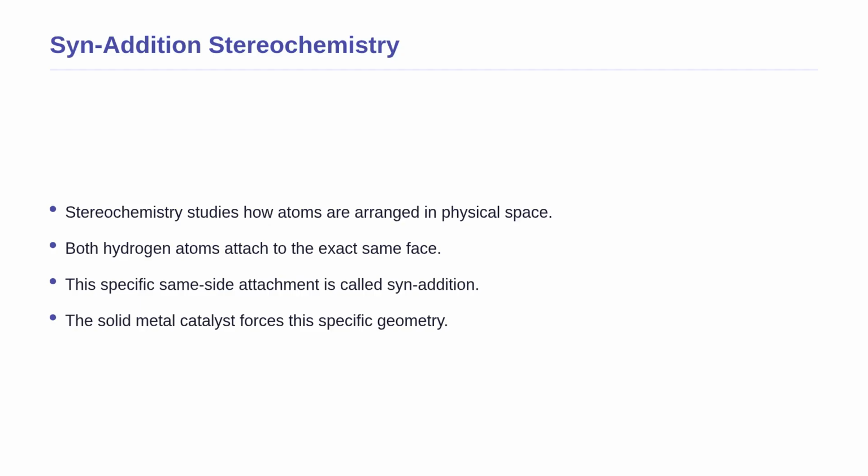Now that we have used this formula, let us understand the three-dimensional geometry behind it. When we add hydrogen to a double bond, we must consider stereochemistry, which is the study of how atoms are arranged in physical space. In catalytic hydrogenation, both hydrogen atoms attach to the exact same side or face of the double bond. This specific type of attachment is called syn addition. You can picture this like two people getting into a car simultaneously through the exact same side door, rather than entering from opposite sides of the vehicle.